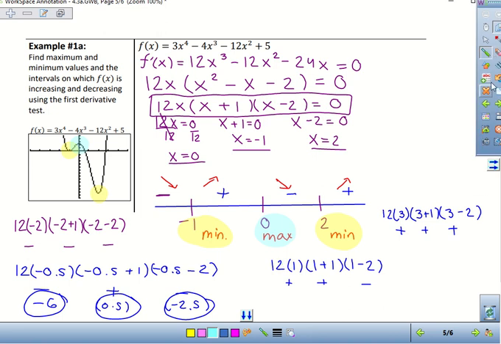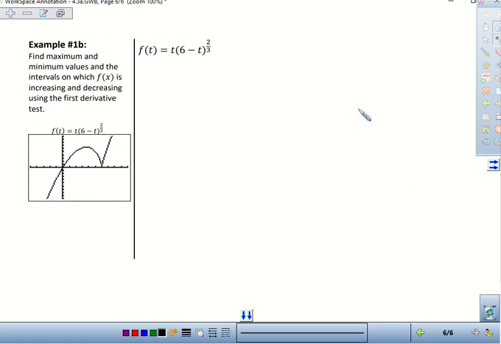Okay. So I'll just forewarn you. The next one, the algebra can be a little bit difficult. So I'll show you how to go about it, and then at the end I'll talk about the easier way to approach it.